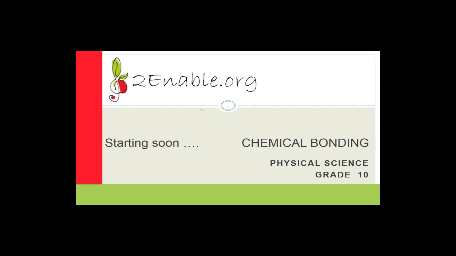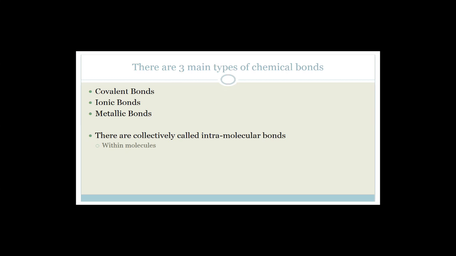Right, so now let's continue with chemical bonding. There are three types of bonding which you should know about already, but let's go through it nice and slowly. There are covalent bonds, ionic bonds, and metallic bonds.